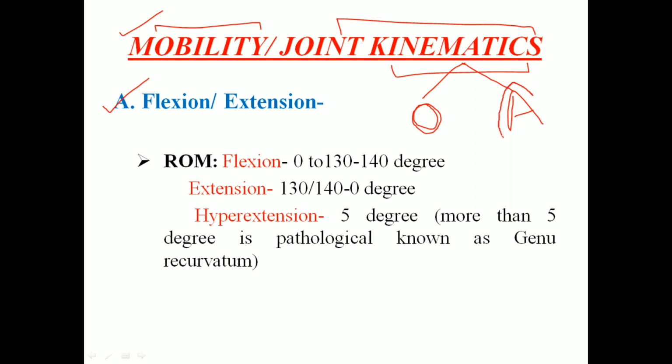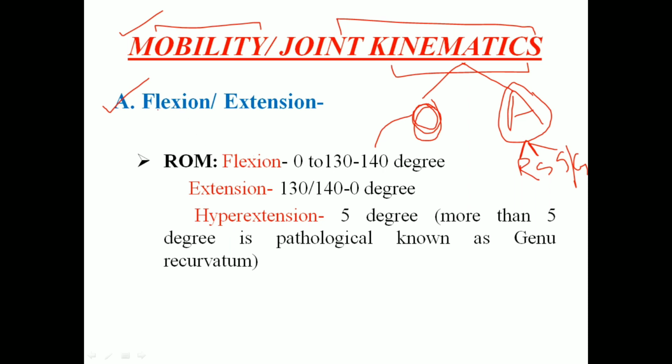In arthrokinematics we discuss movement of the joint surface, which again includes three types: roll, spin, and slide or glide. Similarly, osteokinematics means osteo, bone, and kinematics, movement of the bone. In osteokinematics we include flexion, extension, adduction, abduction, and medial and lateral rotation. These terms come under osteokinematics, and arthrokinematics is related to rolling, sliding, gliding, and spin movements of the joint surface.